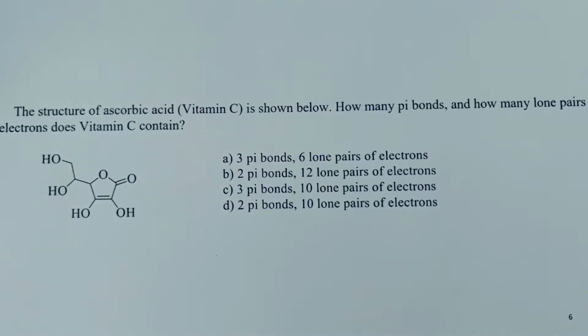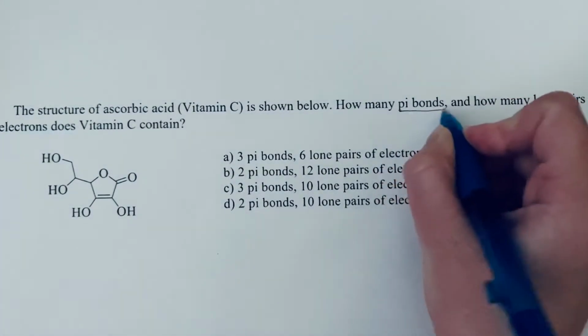The structure of ascorbic acid or vitamin C is shown below. How many pi bonds and how many lone pairs of electrons does vitamin C contain? So first we will consider pi bonds.